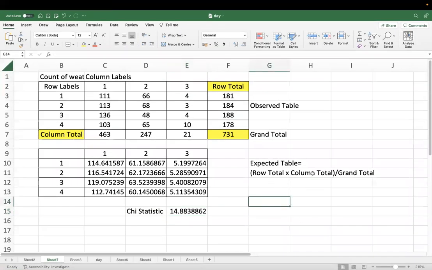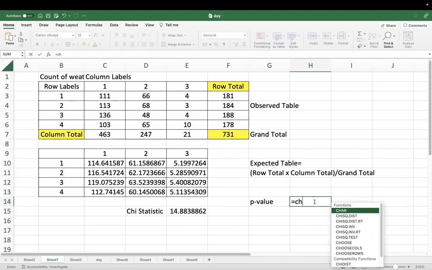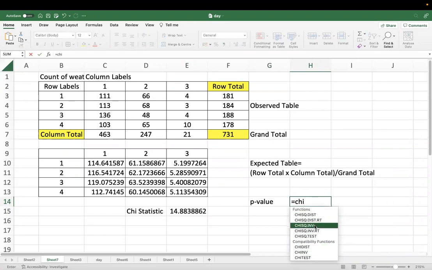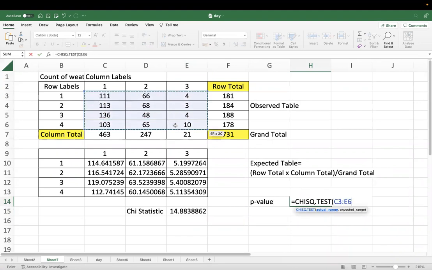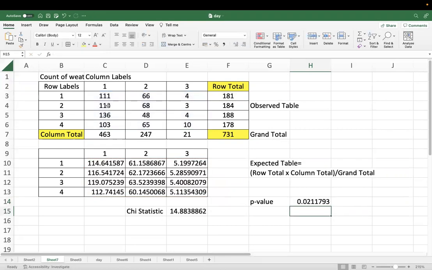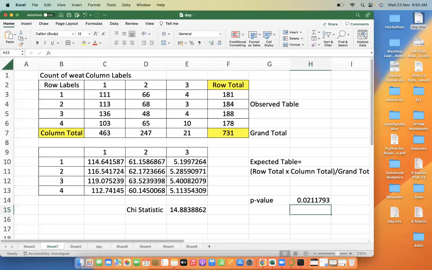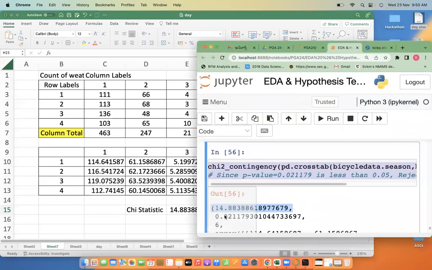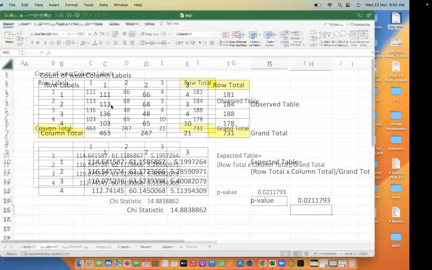We can directly calculate the p-value. All we need is the p-value, right? So p-value, it's very easy to calculate. Is equal to chi-square dot test, actual range, comma, expected range to get the p-value. Same p-value 0.02 what you got in Python. See, 0.21179. So this is the methodology.